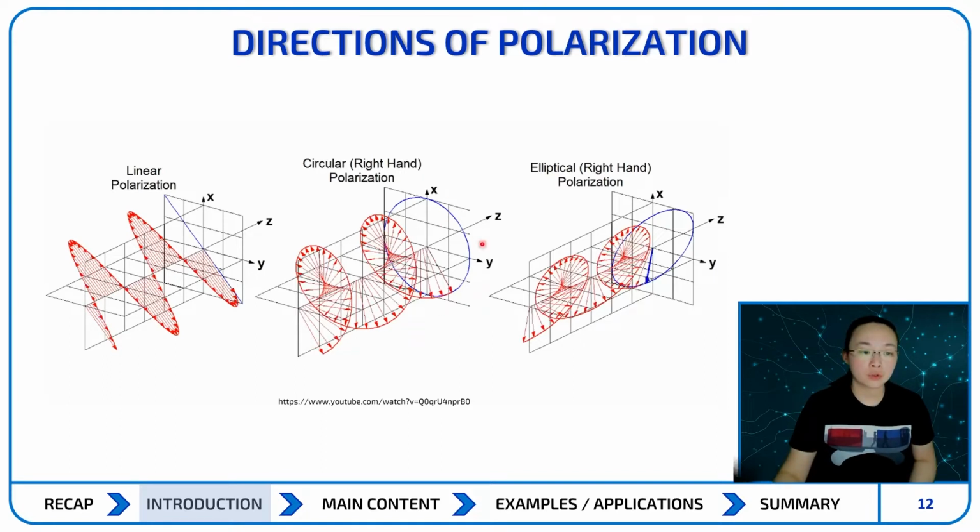Now, if you take a look at elliptically polarized light, you now have a changing magnitude. So maybe it's got greater magnitude over here and then less magnitude on the sides. Then you get some sort of elliptical shape of polarization, and we call that elliptical polarization.